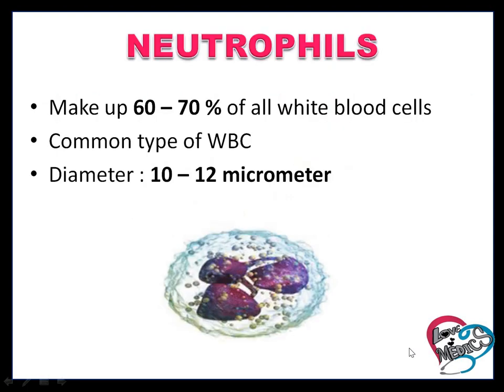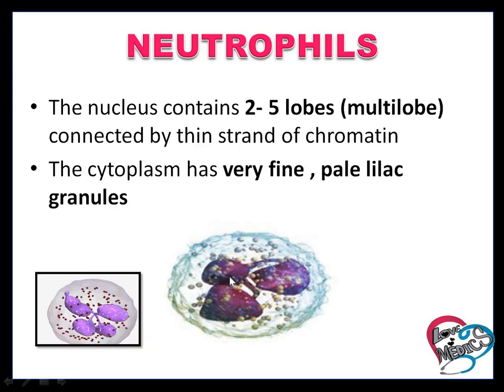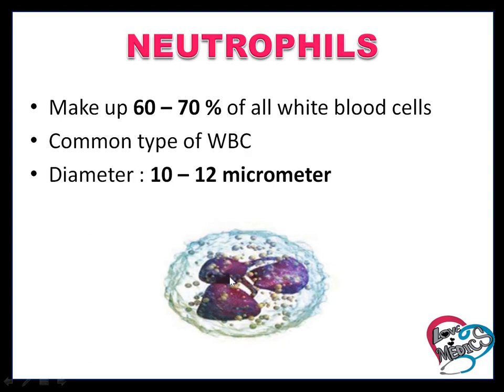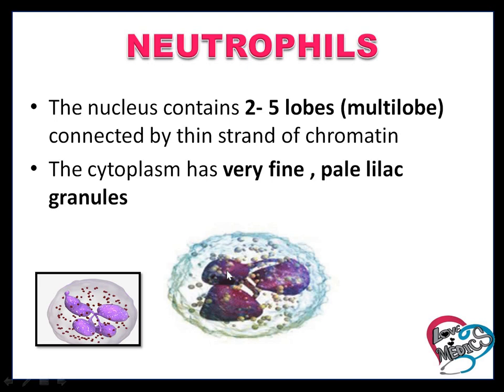Now granular cells. Neutrophil makes up 60 to 70% of white blood cells. They are the most common type of WBC. The diameter of neutrophil is 10 to 12 micrometer. It is the second largest cell in the WBC. The nucleus of neutrophil contains 2 to 5 lobes, which means multilobed. You can remember it like neutrophils have numerous lobes, and these lobes are connected by thin strands of chromatin, and the cytoplasm has very fine pale lilac granules.